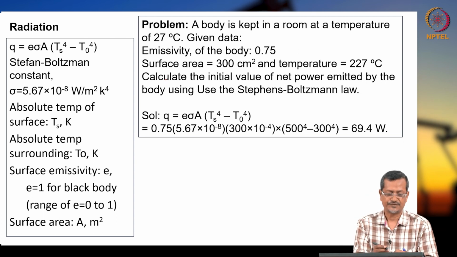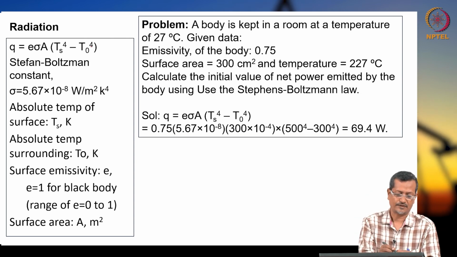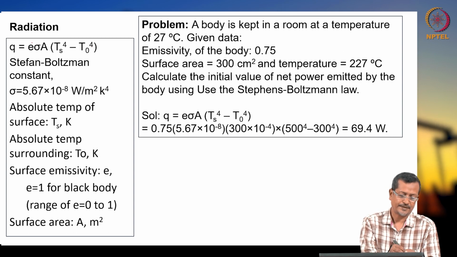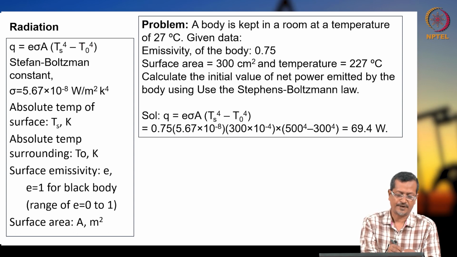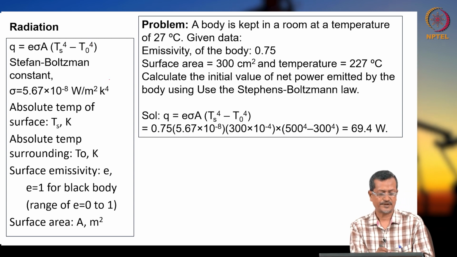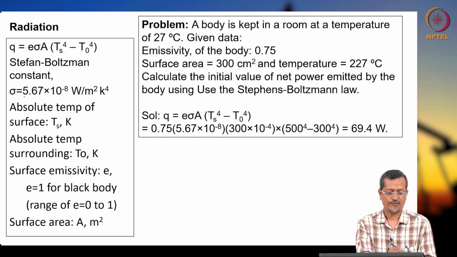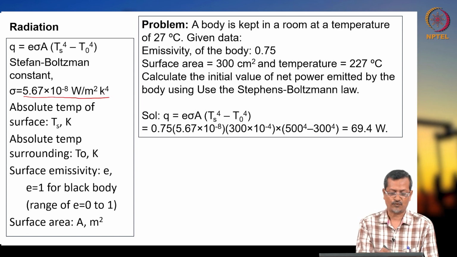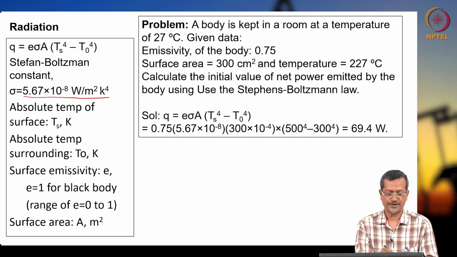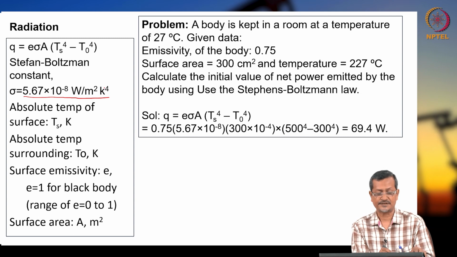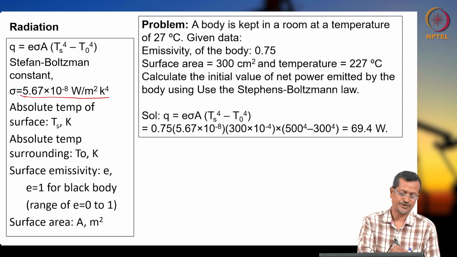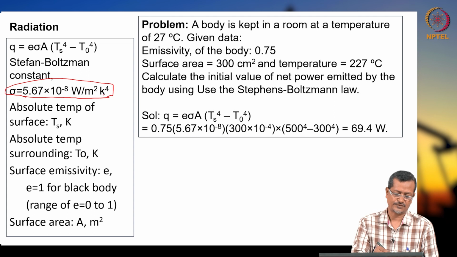So, the basic radiation formula is the Stefan Boltzmann formula: Q equals epsilon sigma A Ts power 4 minus To power 4. Sigma is the Stefan Boltzmann constant, 5.67 times 10 power minus 8 watt per meter square K4. Those units you also have to remember, because this is a universal constant. You should not forget these values and units.